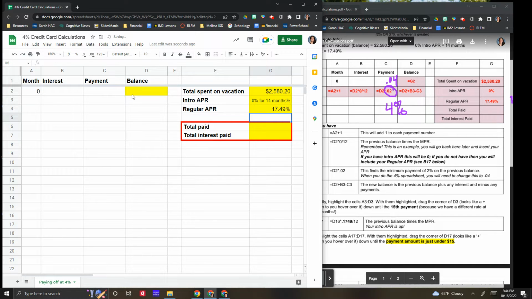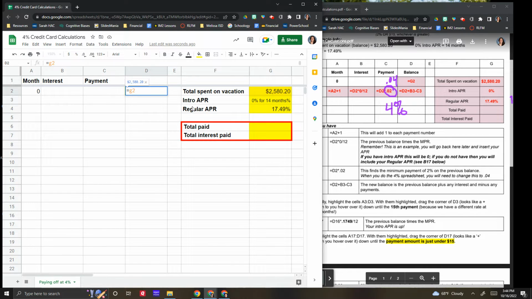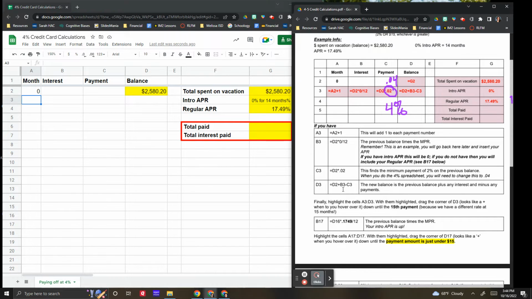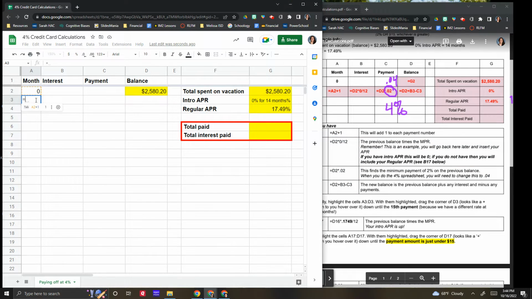Okay. Over here in cell D2, I'm going to say equals G2 so that I pull up our amount spent on our vacation. So you notice it will also highlight that cell for you. In cell A3, I'm following these side directions here now. In A3, I'm going to say equals A2 plus 1.